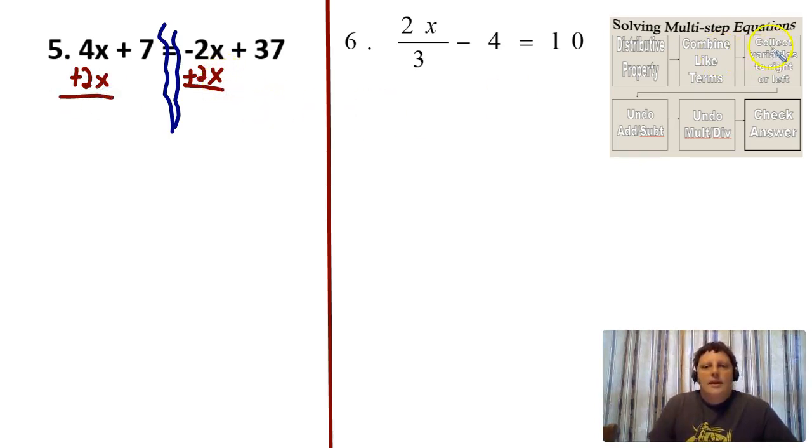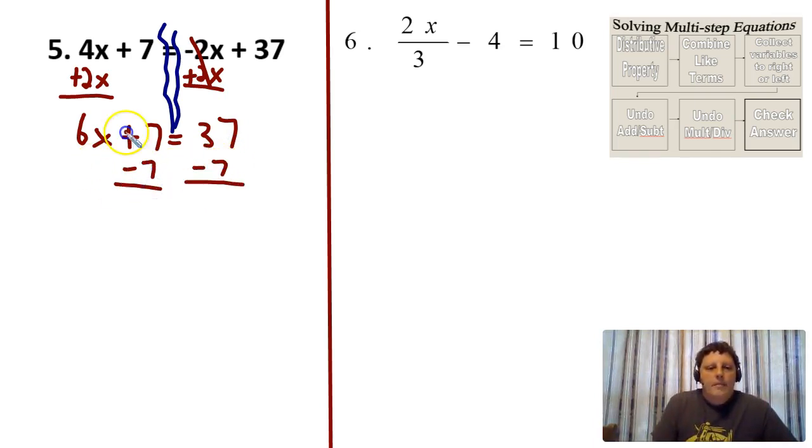Now notice that it says collect variables right or left. We could have subtracted 4x to the right if we wanted to. It doesn't matter. As long as we get those x's together, we are going to be good. So we're going to get 6x plus 7. Bring down your equal sign. This canceled out, so equals 37. Now we can solve by adding and subtracting and then dividing.